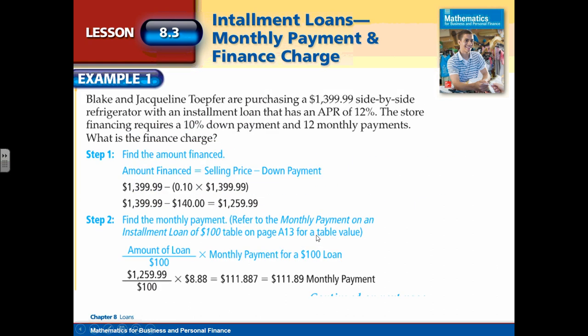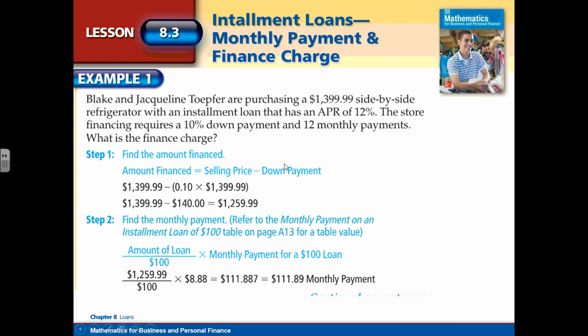Okay, so let's see how that works. Blake and Jacqueline Topfer are purchasing a $1399.99 side-by-side refrigerator with an installment loan that has an APR of 12%. The store financing requires 10% down payment and 12 monthly payments. What is the finance charge? So they are financing $1399.99 minus 10%. 10% of $1399.99 is $140. So we subtract $1399.99 minus 140, and we get $1259.99.